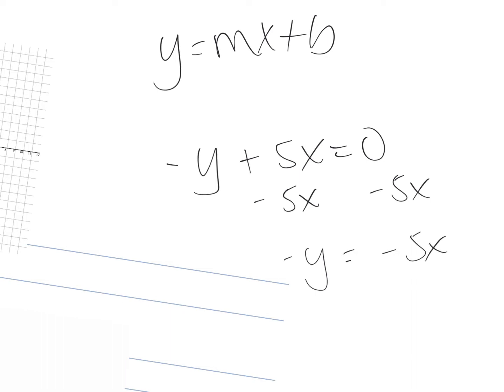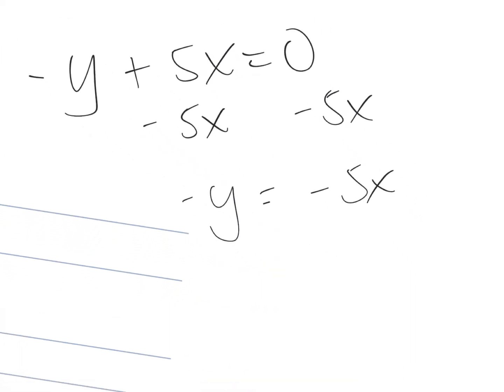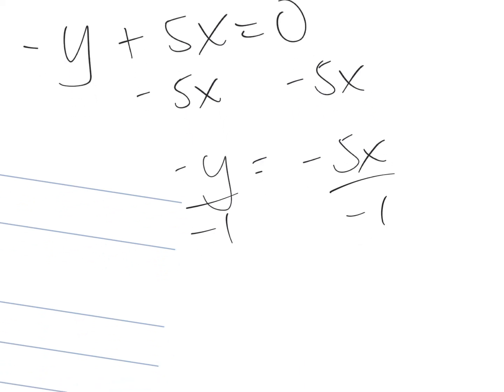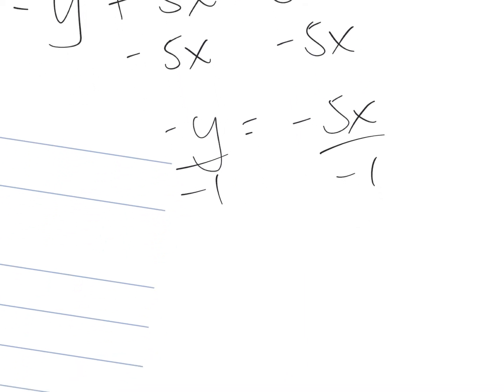Yes? It's almost there. Not quite, though. Almost there. Caitlin? Divide by a negative 1. What happens when we divide by a negative? Natalie? It becomes positive. So y equals 5x. Are we done? Well, with this part? Yeah, it matches, right?